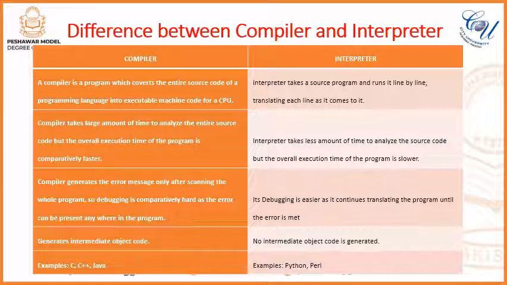Compiler generates the error message only after scanning the whole program, so debugging is comparatively hard as the error can be present anywhere in the program, while in interpreter debugging is easier as it continues translating the program until the error is met. Compiler generates intermediate object code, while in interpreter no intermediate object code is generated. The examples of compiler are C, C++, Java, while the examples of interpreter are Python and Perl.